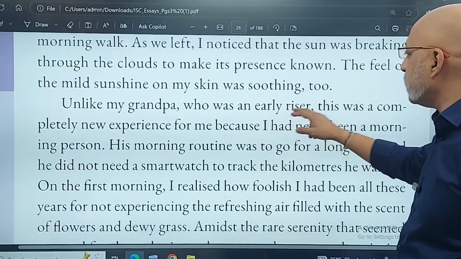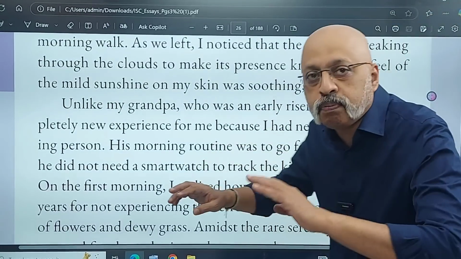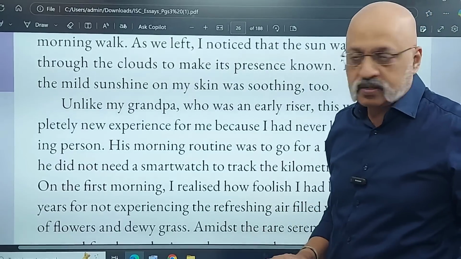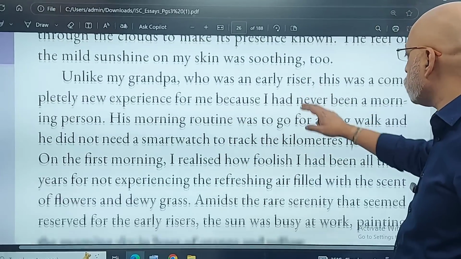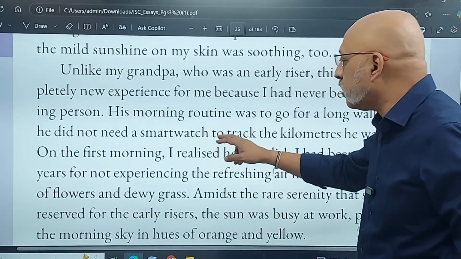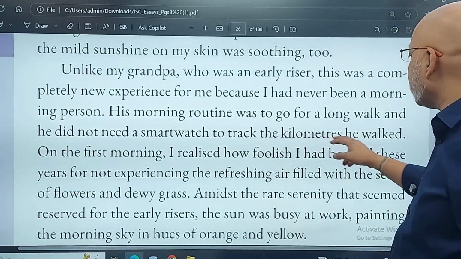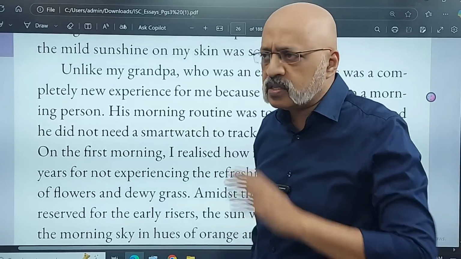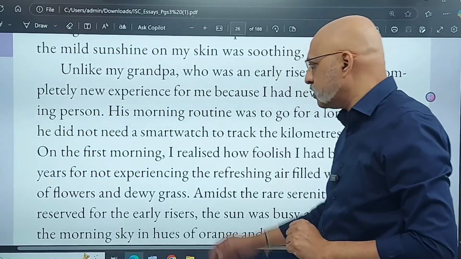Unlike my grandpa, who was an early riser, this was a completely new experience for me because I'd never been a morning person. His morning routine was to go for a long walk, and he did not need a smartwatch to track the kilometers he walked. He knew exactly that I am walking for 8 kilometers, 5 kilometers, whatever be the distance.